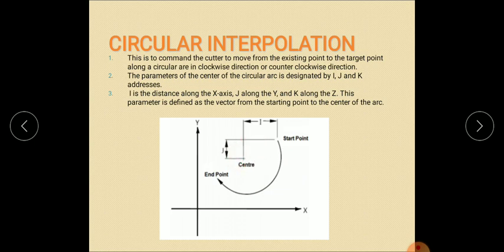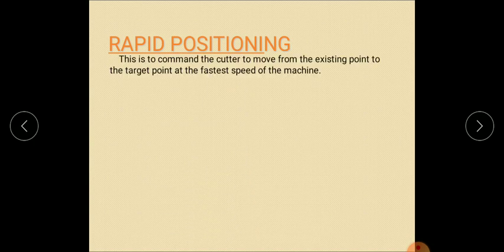Okay, the parameters of the center of the circle are designated by I, J and K, which represents the Z axis, so that is nothing but the depth. Here this represents the circular interpolation. In this, the command makes the cutter move from the existing point to the target point along the circle in the clockwise direction. So this is the clockwise direction from the starting point to the target point. That is the movement.